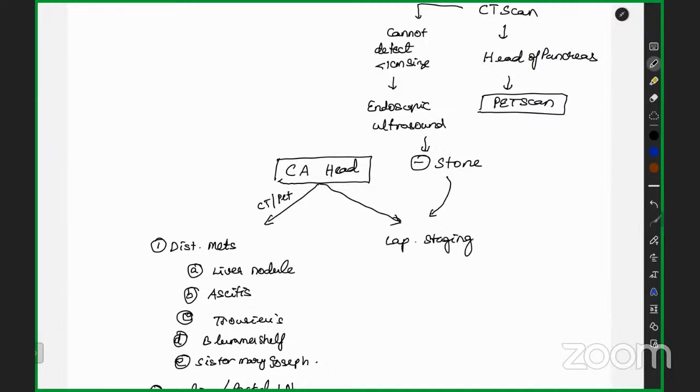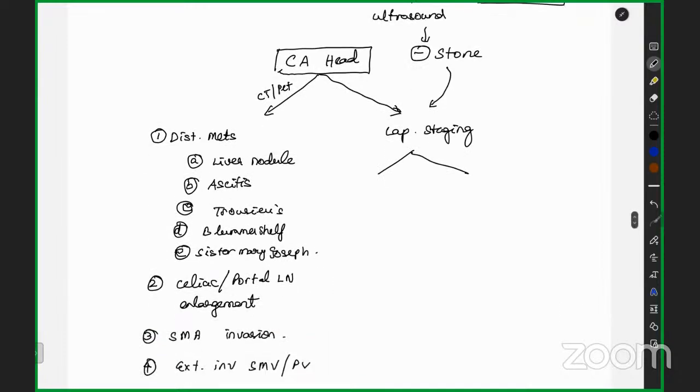I am going to perform laparoscopic staging because here I am not able to find the size of my CA pancreas, because a size less than 1 centimeter will not be visible in the CT scan or PET scan. So instead, I am going to perform laparoscopic staging, in 2 steps. I see whether there is advanced cancer or not. If my patient does not have advanced cancer, then I'm going to perform Whipple's procedure.